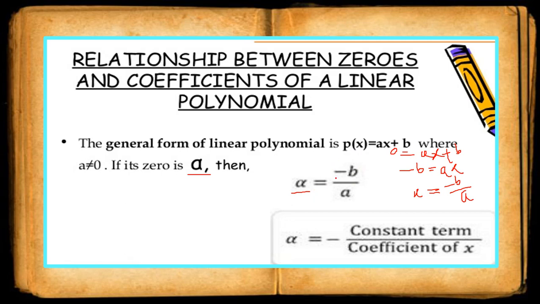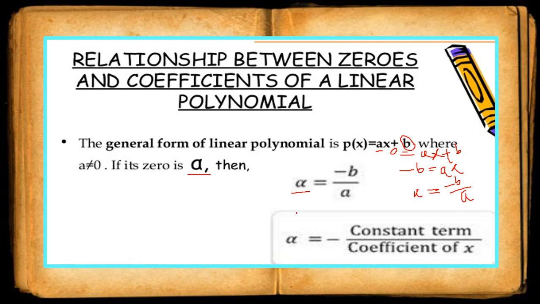Now what is the meaning of this b? In the polynomial, b is the constant term, and a is the coefficient of x, the numerical value associated with the variable x in this polynomial. So the relation between the zero, that is alpha, and the coefficients of the polynomial is alpha is equal to minus b upon a, that is, minus constant term upon coefficient of x.